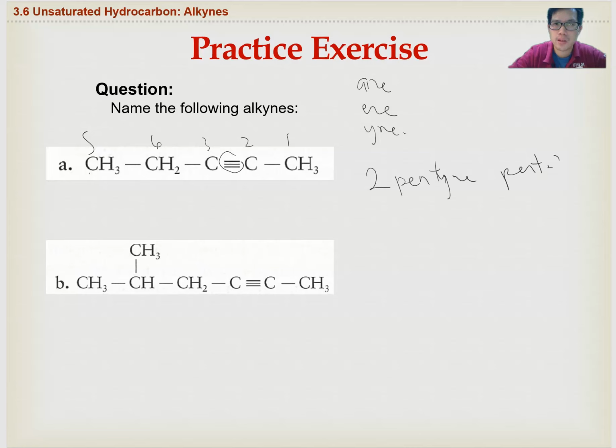Either way is fine, no one will penalize you. In this case, 1, 2, 3, 4, 5, 6. We have a methyl at carbon number 5, so it's 5-methyl. 6 carbons is hex, and the triple bond is located at carbon number 2. So it will be 5-methylhex-2-yne. That's the answer for that.